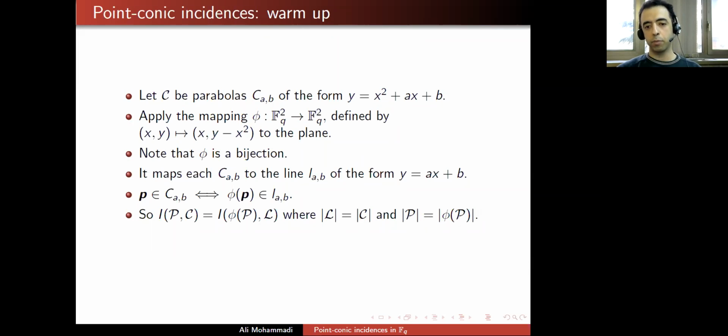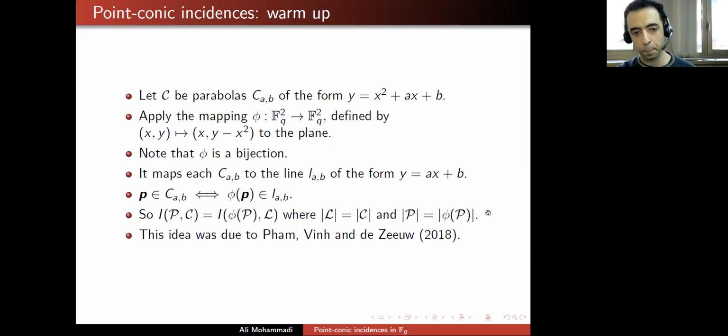And the theme of basically all progress on nonlinear questions over finite fields really is just reducing your point-curve incidence to a linear one. But here there is no loss. In the later techniques we'll see, there is a fair bit of loss. And this idea was by Pham, Nguyen, and Duong in 2018, and they proved really interesting results based on this fairly simple observation.